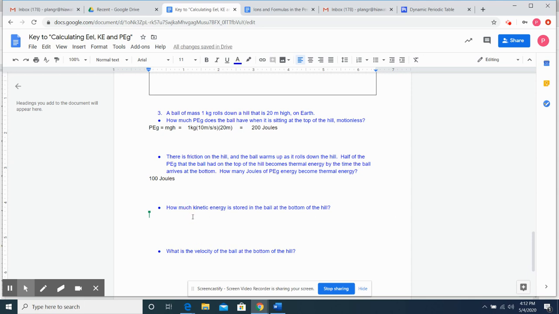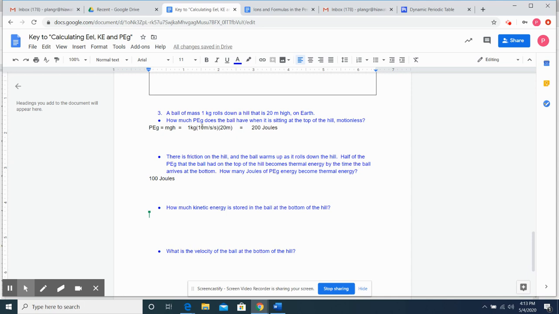How much kinetic energy then is stored in the ball at the bottom of the hill? Well, at the top of the hill, it had 200 joules. It's not getting any energy from anywhere else. Okay, we're not adding energy to it someplace else. Nobody came with a hair dryer and heated up the rock to add energy to it. So the only energy is coming from this potential energy and being stored now as thermal energy and kinetic energy. Well, if it's 100 joules of thermal energy, then the remainder of that energy becomes kinetic energy by the time it gets to the bottom of the hill when there is zero height.